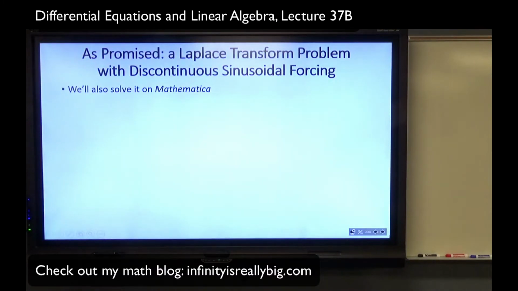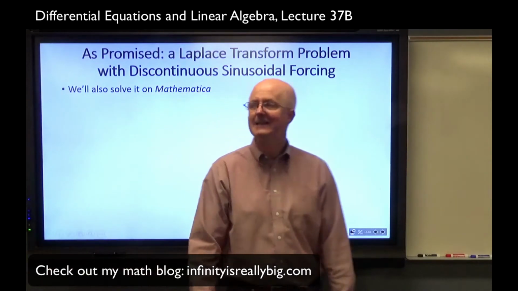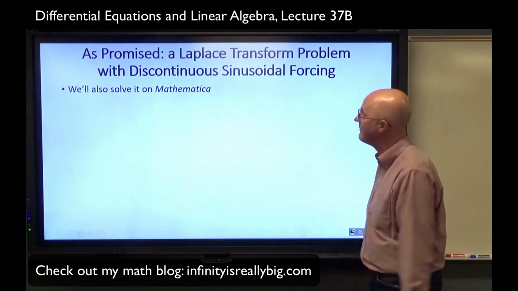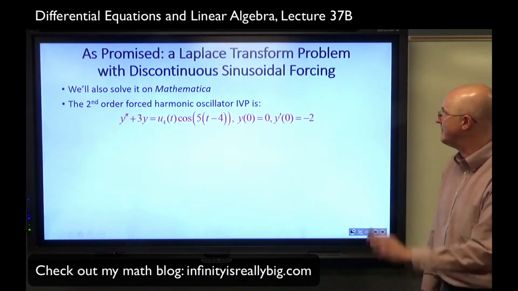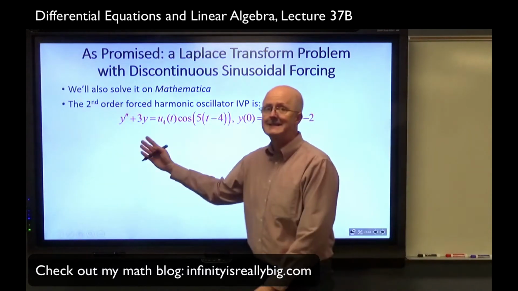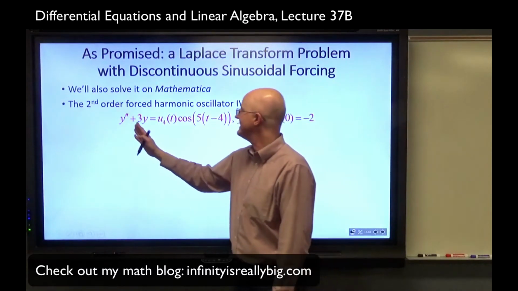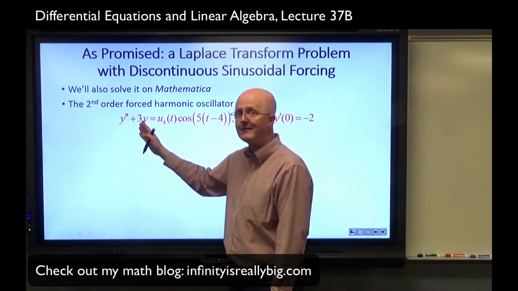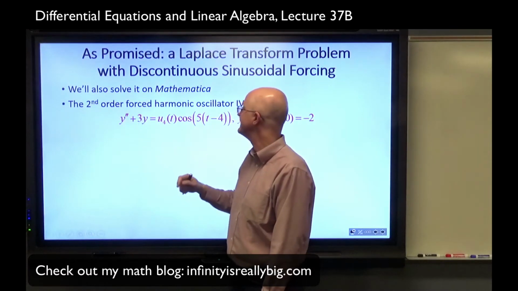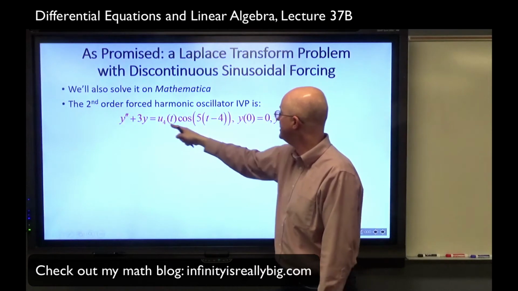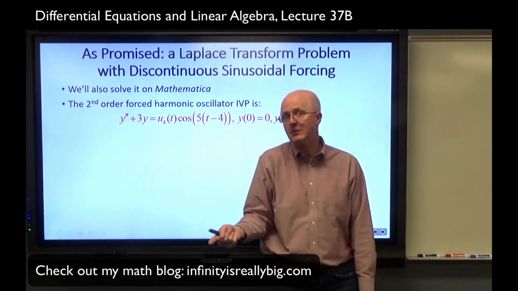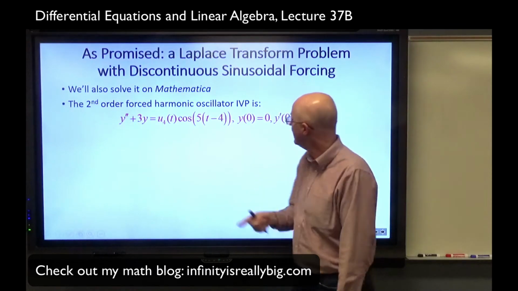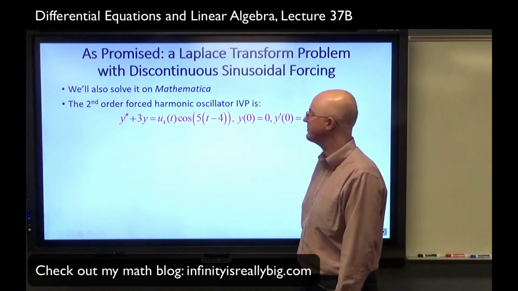So again, as promised from lecture 36B, let's first do a quick example with a discontinuous sinusoidal forcing, and again we'll solve it with Mathematica. Here is our second order first harmonic oscillator IVP. It's undamped. I could have made it damped, but I made it undamped. y double prime plus 3y, no y prime term, so it's undamped, equals this forcing function u4 of t, that's the unit step function, whose value is 0 until you get to t equals 4, where it jumps up to 1, times cosine of 5 times in parentheses t minus 4.